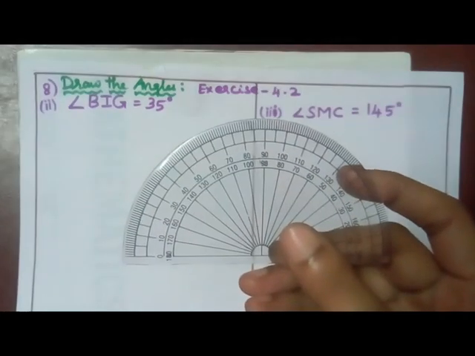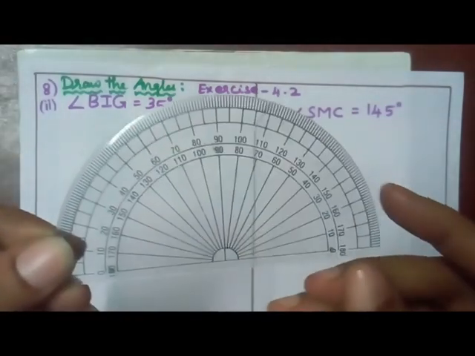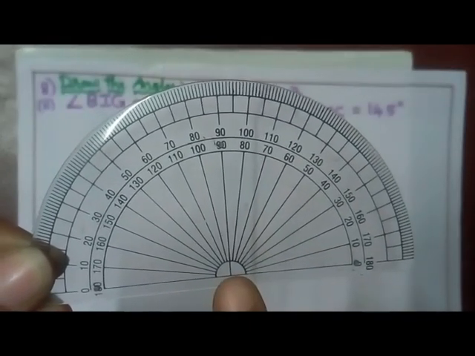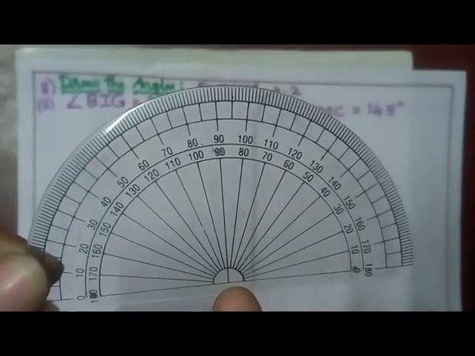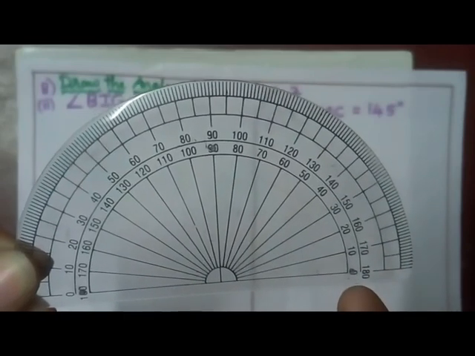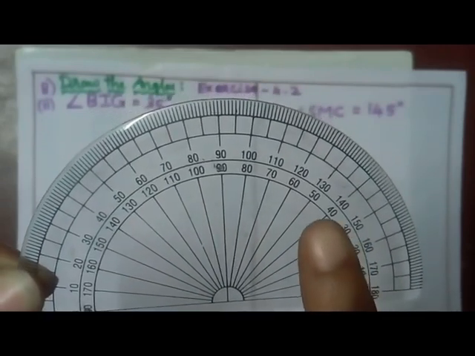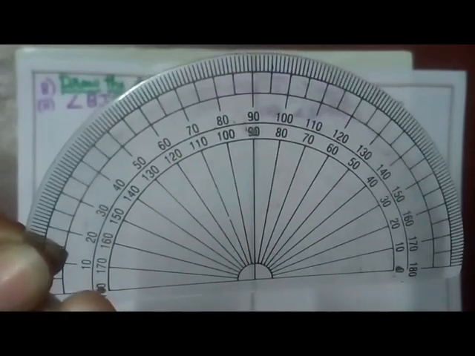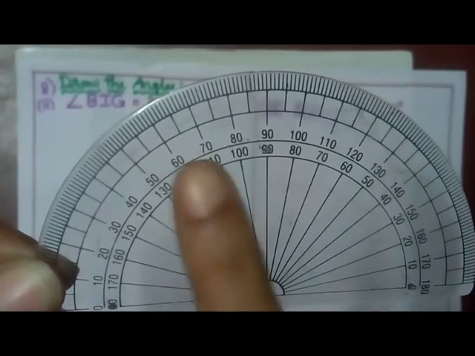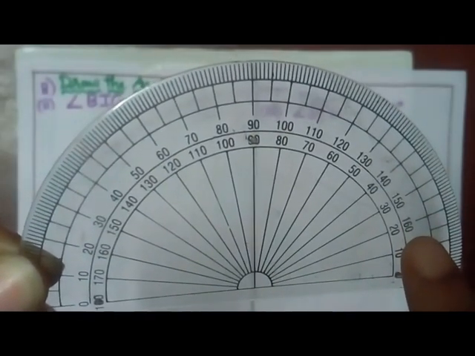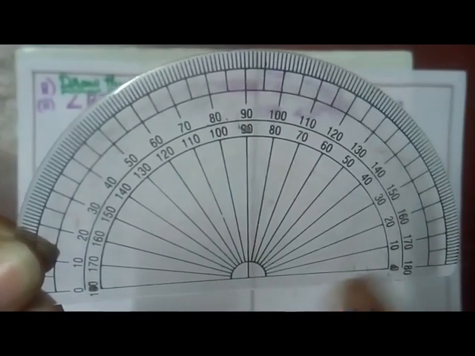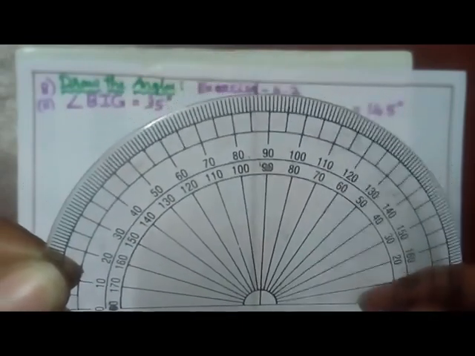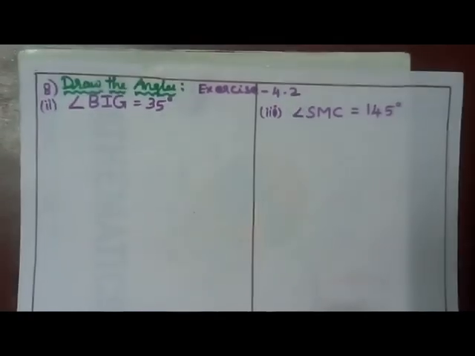Have you seen this protractor? Look at this. This is the baseline. This is the vertex of the angle and here 0, 10, 20, 30, 40. This one is the inner scale and this side 0, 10, 20, 30. This one is the outer scale. You can use any scale, either inner scale or outer scale. So let's draw the problem.